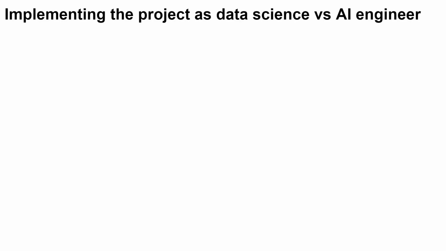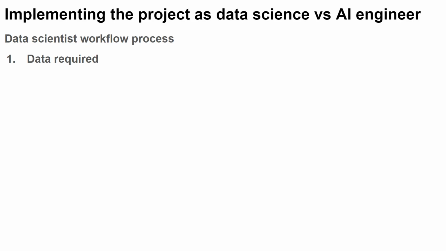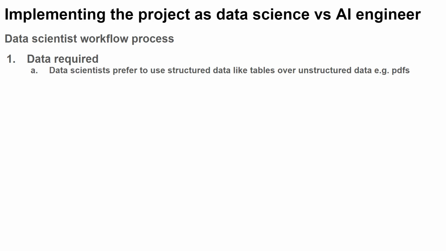Implementing the project as data science versus AI engineer. So this is the data science workflow process for how to implement an AI project. First, they get the data required. And data scientists prefer to use structured data like tables over unstructured data such as PDF files. Training the model.